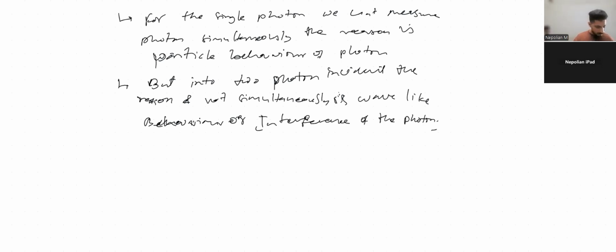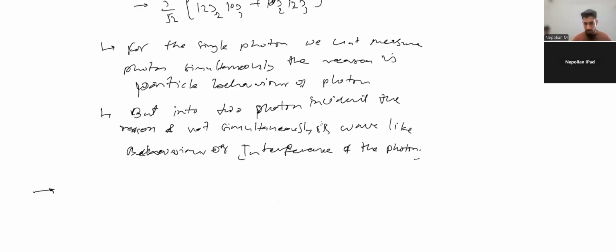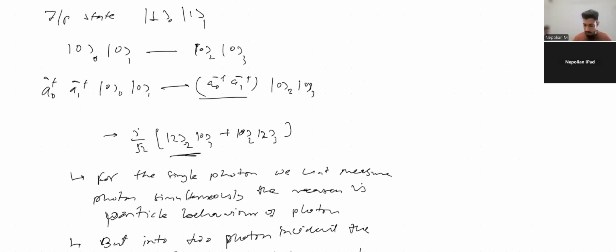Okay, so how can we understand this? What is happening? We are getting 1 by root 2 of 2 photons at 2 and 0 photons at 3, and 2 photons at 3 and 0 photons at 2. This is 2 photons at 3.